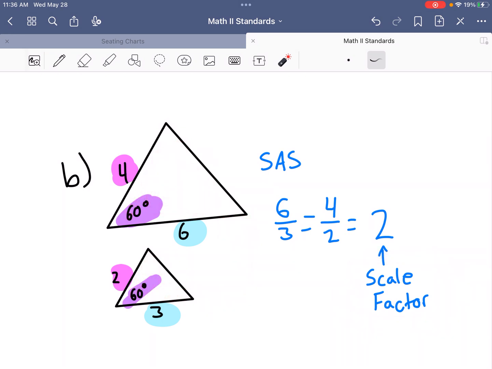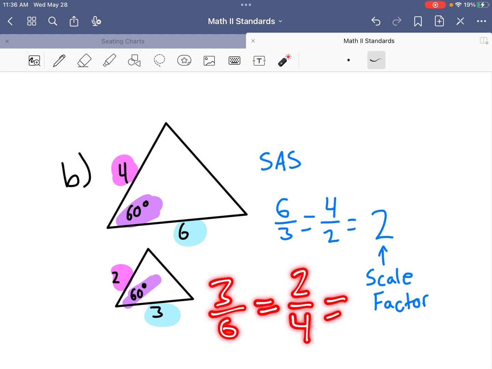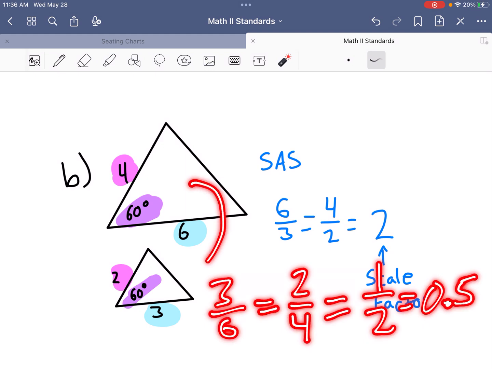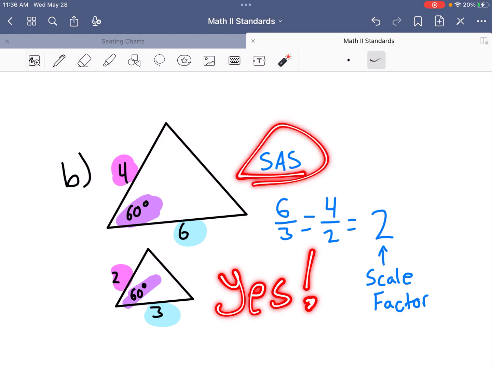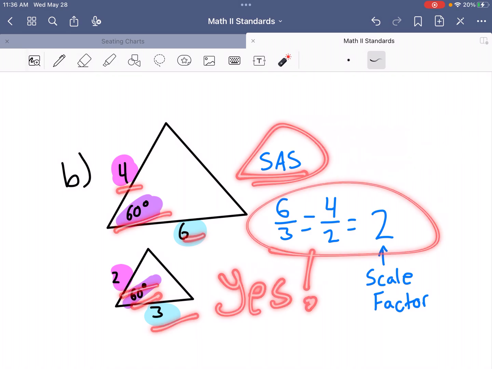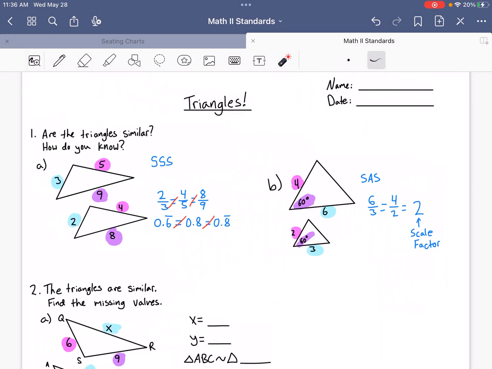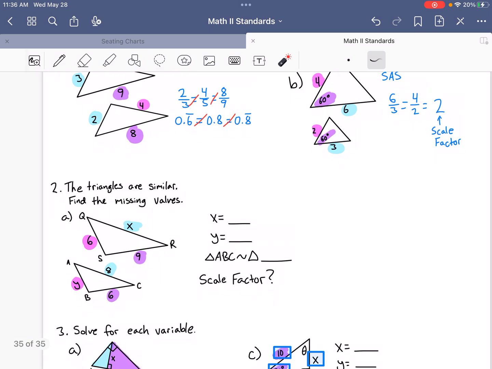If we went the other way, we could also do 3 divided by 6, and see if that's the same as 2 divided by 4, and those both come out to be 1/2 or 0.5, which again would be our scale factor, meaning that the smaller one is half the size of the bigger one. So again, you would say, yes, these are similar by the side-angle-side theorem. I have 1 pair of congruent angles, and the sides around it are proportional to each other. That's a full, awesome, correct answer.